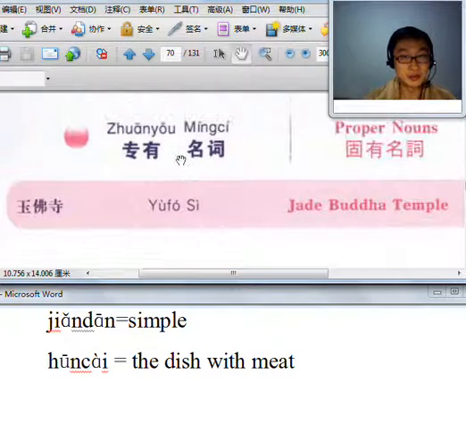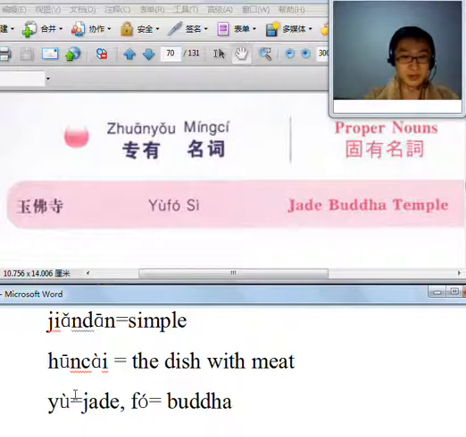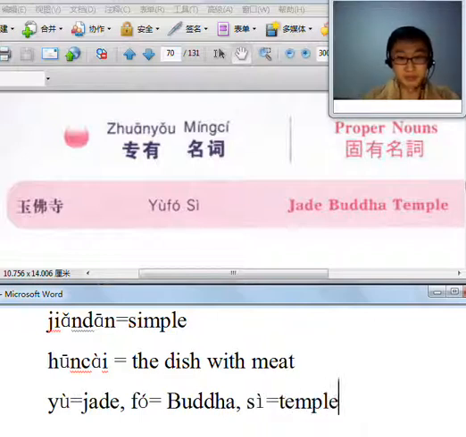Then it's the proper noun. It's 玉佛寺，玉佛寺。Basically, 玉 means jade. 佛 means Buddha. I hope I spell right. The 寺 means temple. So 玉佛寺 basically means the Jade Buddha Temple, because in that temple in Shanghai, there's a Buddha made from jade. So it's called 玉佛寺.